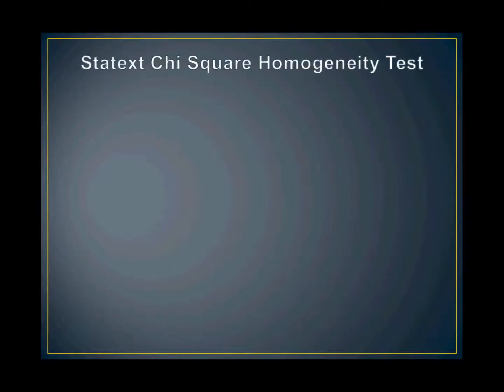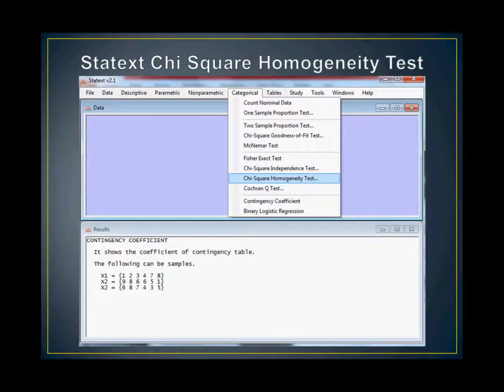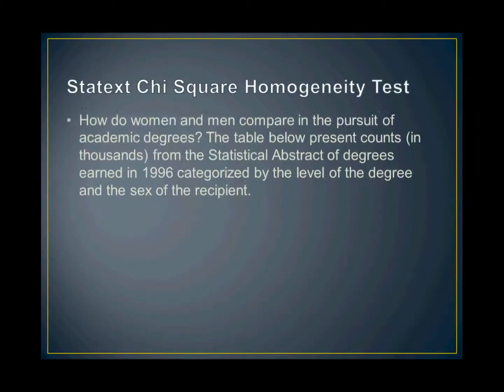So the last type of chi-square test that I would show you using Statext is the chi-square homogeneity test. In this test, we test the claim that the different populations have the same proportion of individuals with some characteristics. So our first example: how do women and men compare in the pursuit of academic degrees?